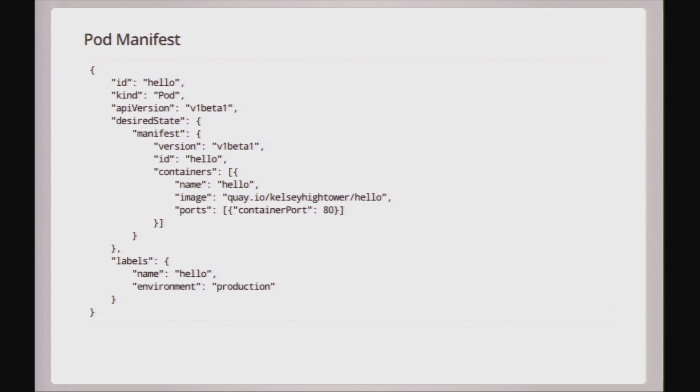Here's what a pod manifest looks like really quick. The main thing here is I'm saying what I want the desired state to be. I can have one or more containers to create this pod, and I give it some labels.